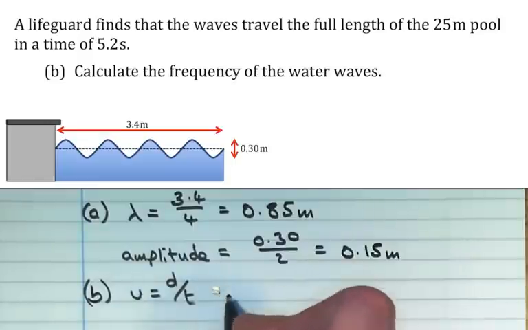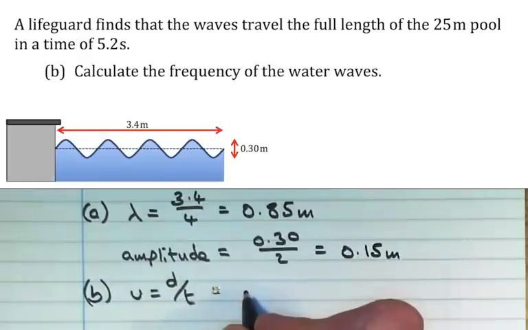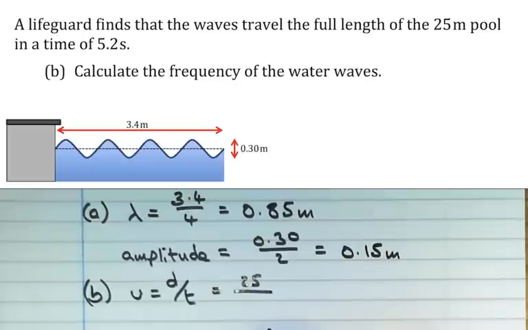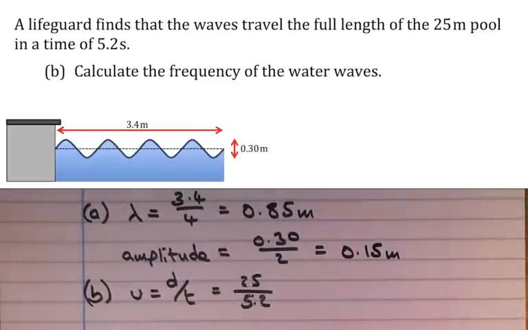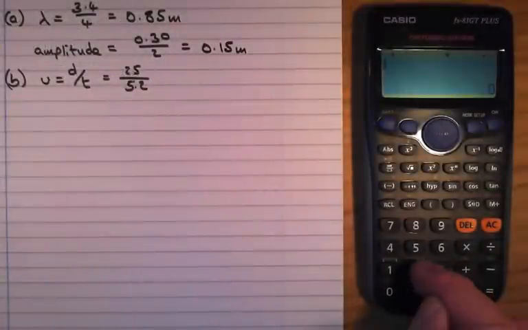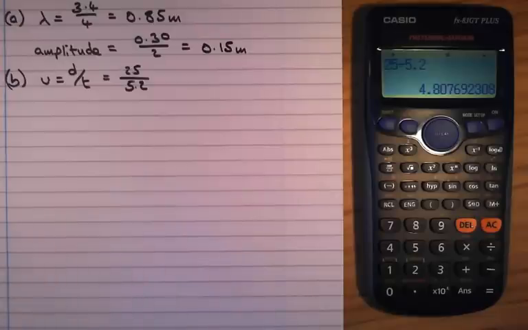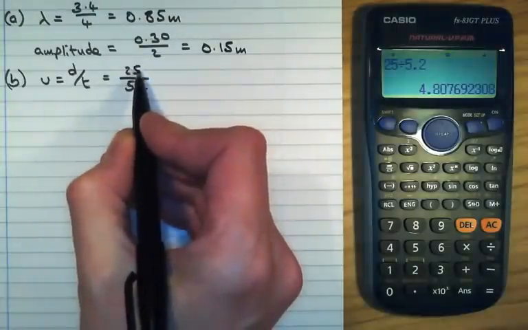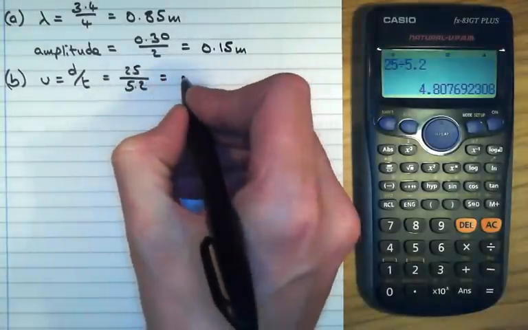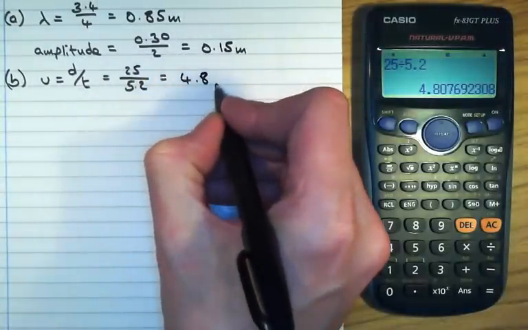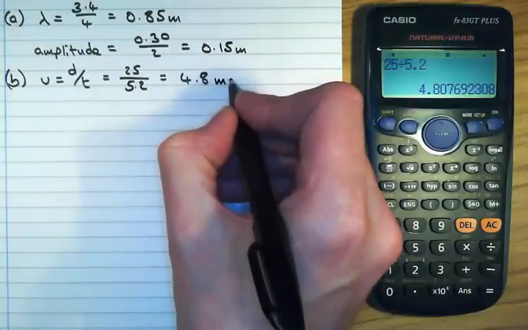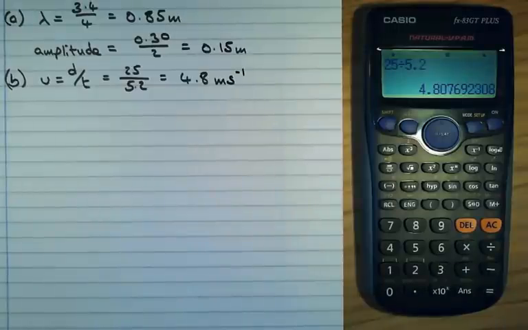So I've rearranged that one already, and it says that the distance travelled is 25 meters in a time of 5.2 seconds. So go to the calculator and divide 25 by 5.2, 4.807. We don't want to write all those numbers. So again, we've got two significant figures in both the distance and the time, so we should have two significant figures in our answer. Gives us 4.8 meters per second.